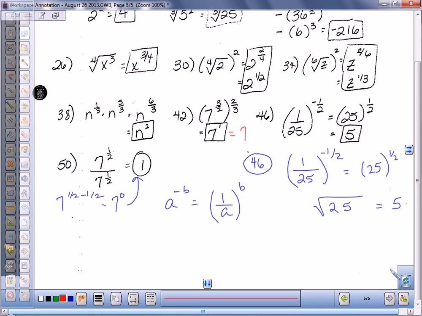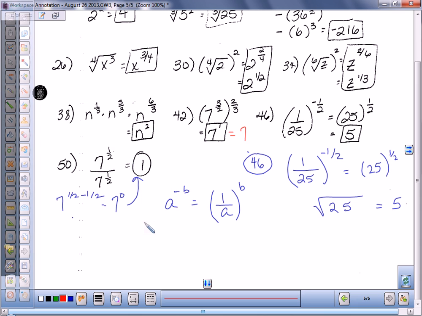Okay, what else? All right, number 50. Anytime we take a number and divide it by itself, it equals 1. Or you can think of it as division of like bases is the same as a subtraction, and 7 to the 0 is 1. Any number to the 0 power.